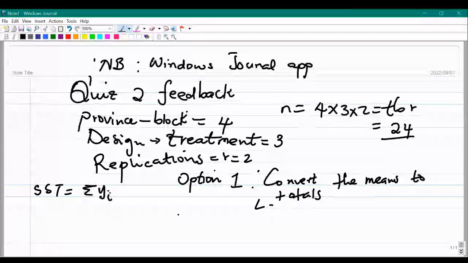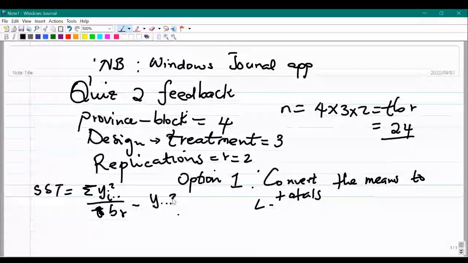You say summation of yi dot squared divided by br, minus y dot dot squared divided by tbr. You know these things. So you can use that formula, provided, I'm saying option 1. I'll get to option 2.